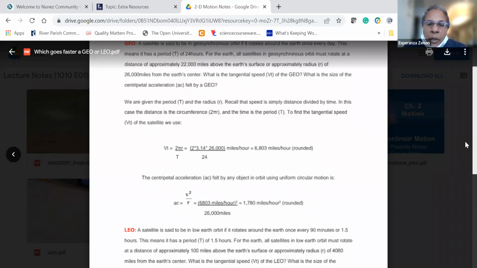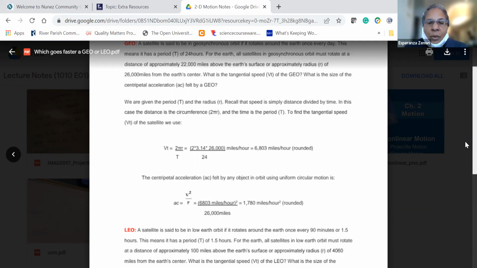You square 6,803 and then divide that by 26,000 and you'll get 1,780 miles per hour squared. Again, I round it off because we're trying to approximate here, right? We don't have to be spot on to get an idea of which one is going faster in this case, right? So that's a fairly nice sized acceleration for this object being accelerated toward the center.